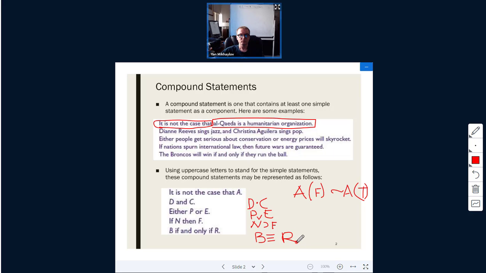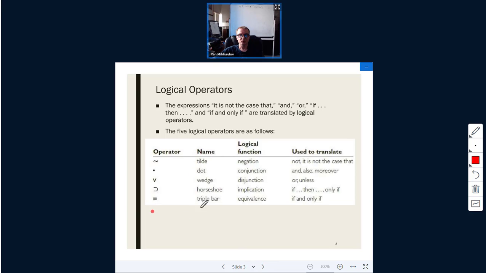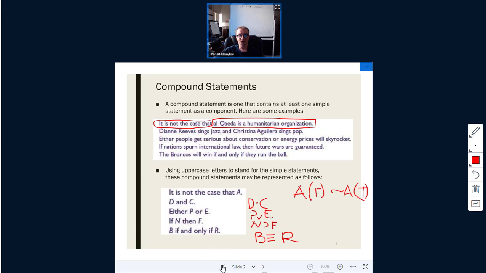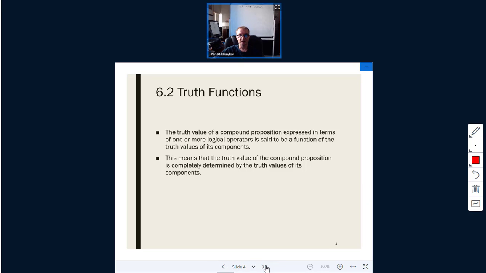Now, this is the operators, this is the names, this is the table from the last time. You should know all that. If you do not know that yet, you're in trouble, because you really need to know that for today. However, in itself, it's not really that difficult. Okay. Now we will deal with truth functions for all these compound propositions.